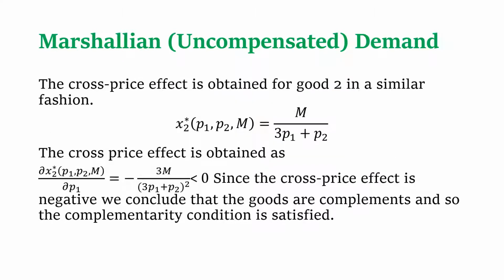So we do the same thing for the next good. For the next good, we are going to find the cross price effect with respect to the price of good 1. That gives us again minus 3m over (3p1 plus p2) all squared. That is negative, so the complementarity condition is also satisfied.